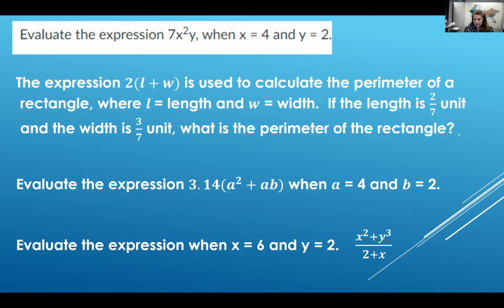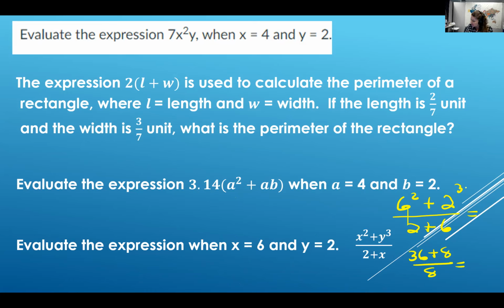All right, how about the last one? Did you guys try that one? 6 squared plus 2 cubed divided by 2 plus 6. So we have 36 plus 8 divided by 8. So 36 plus 6, I'm sorry, it's 36 plus 8 is what, 44? Did I do that right?